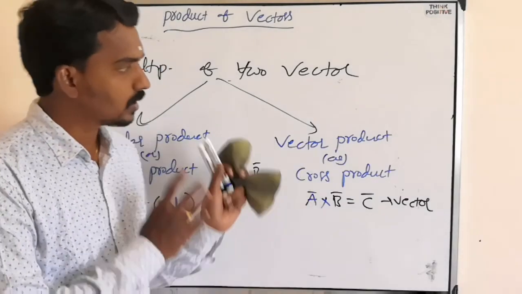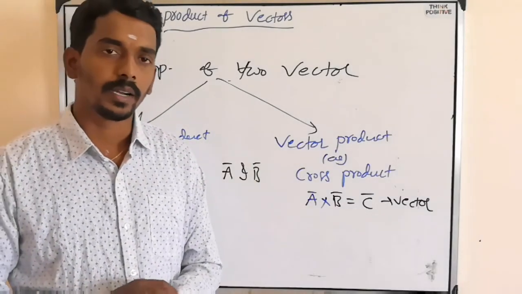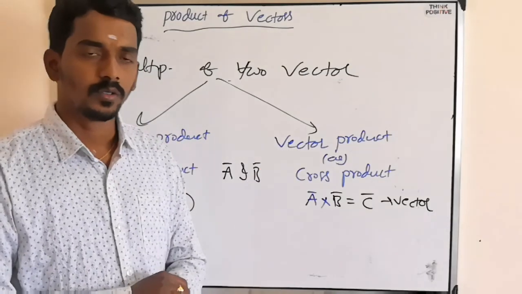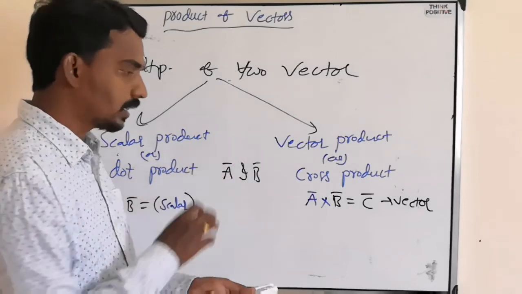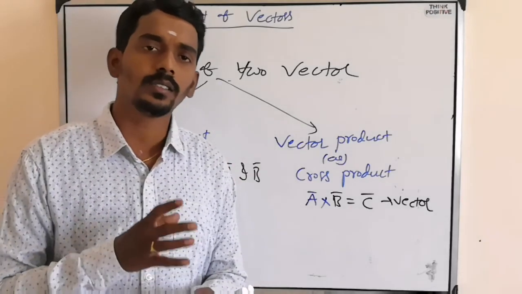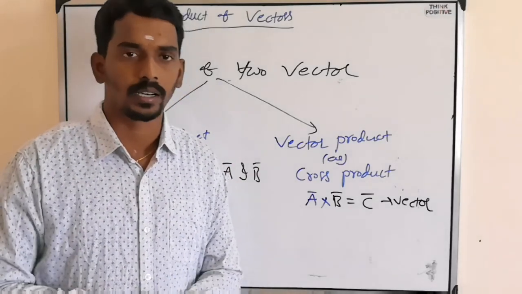Right? So that is the introduction to multiplication of vectors. What exactly it is, how exactly we find it, and why we write it this way, all these things we will study in the coming classes.